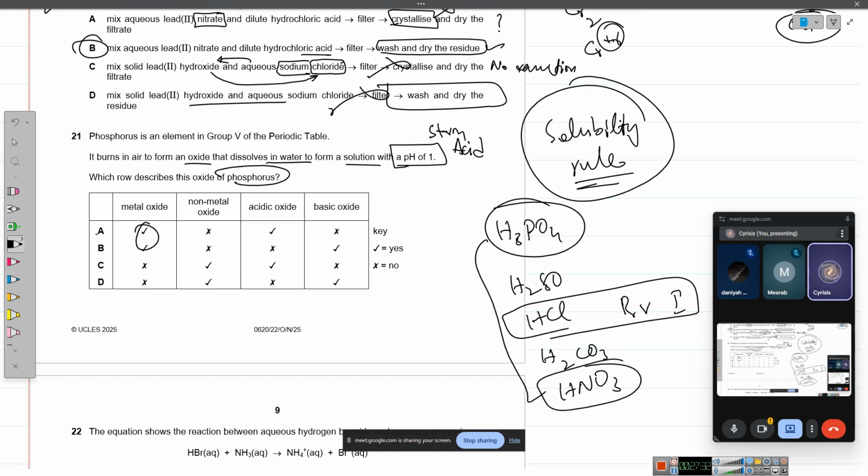So options A, B are already removed, right? Non-metallic oxide, that is correct. So we are stuck with C and D. Acidic oxide, right? It is an acidic oxide. Yes, it is. And is it a basic oxide? No, because if it were a basic oxide, why would the pH go higher, right? So our option is basically C.